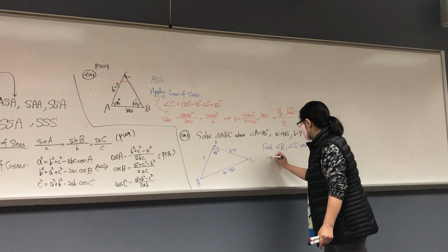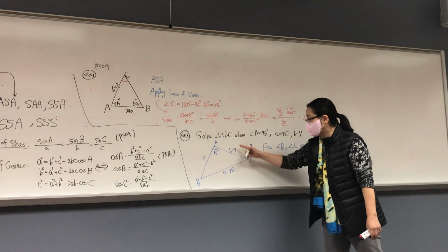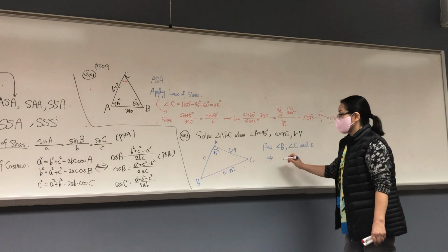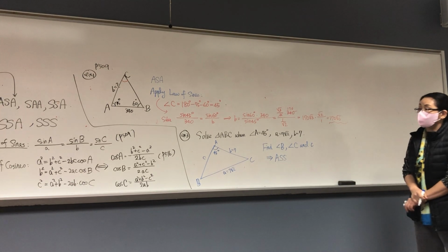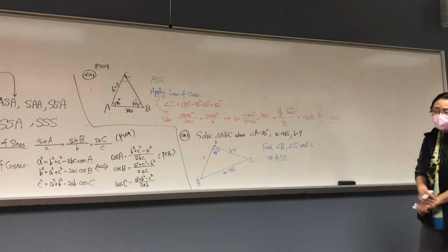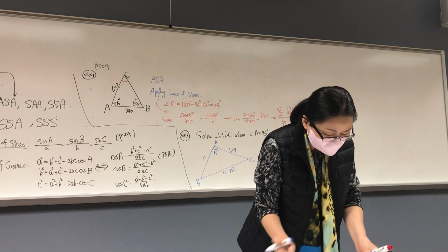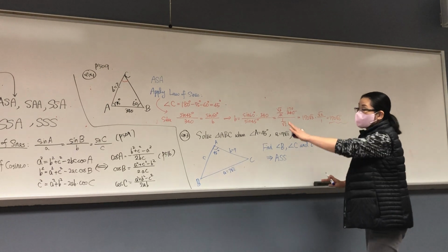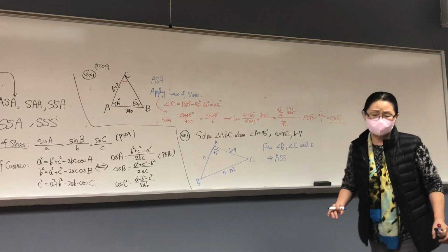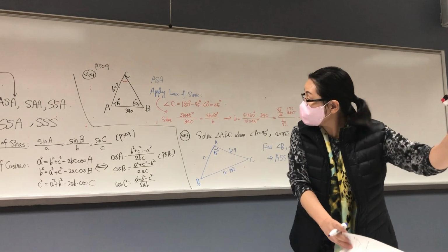So using what? Because this condition is what? What type of condition is it? It's an SSA type, am I right? Yes, SSA. So which one do you have to use? Sine A over a. Just a minute, I copied it wrong.